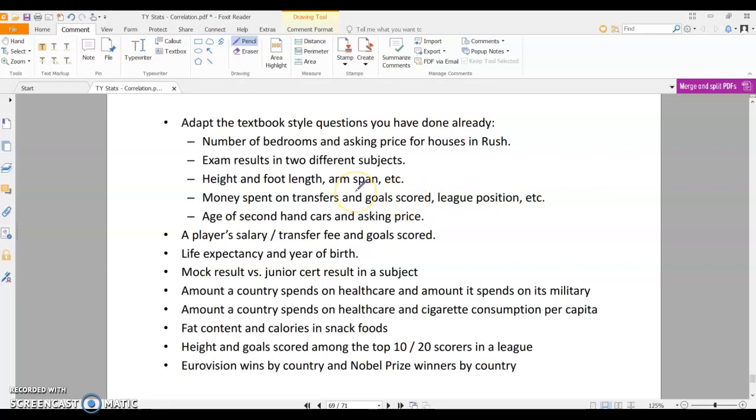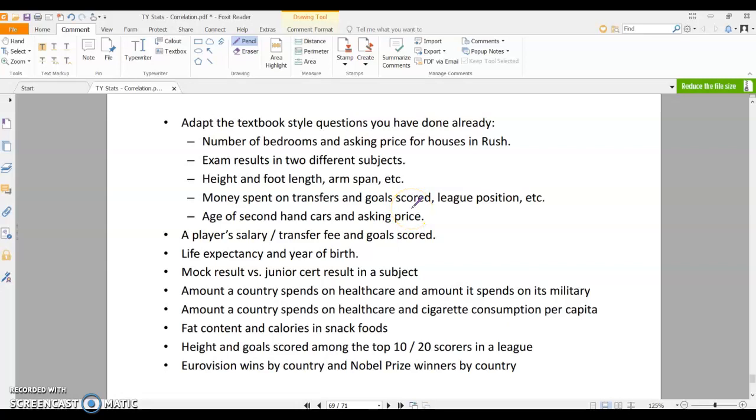Okay, so let's say 12 teams, or maybe all 20 teams in the Premier League. How much money did they spend on transfers last year, and how many goals did they score? Is it positively correlated? How much money do they spend on wages in a year, and what was their league position? Is that correlated? Okay, age of second-hand cars and asking price.